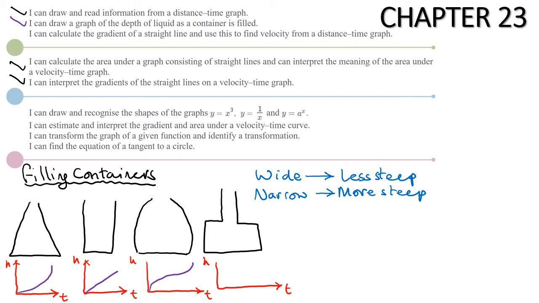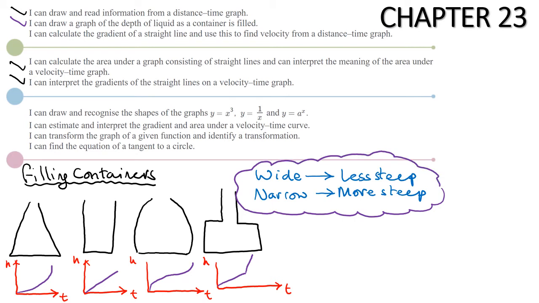Now the last one, the first part of the container sort of goes out like that, it's not changing width, then all of a sudden it jumps and gets thin. That means the gradient's going to all of a sudden jump and look like this. But if you can remember, wide is less steep, narrow is more steep, that will help you match up containers to their graphs.